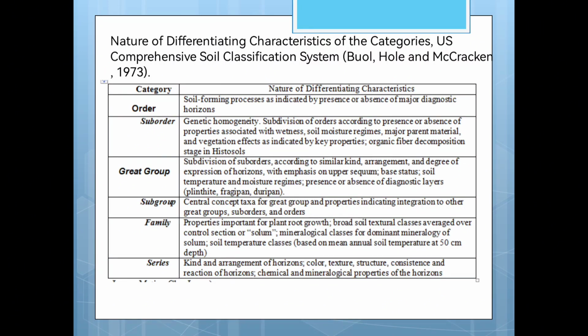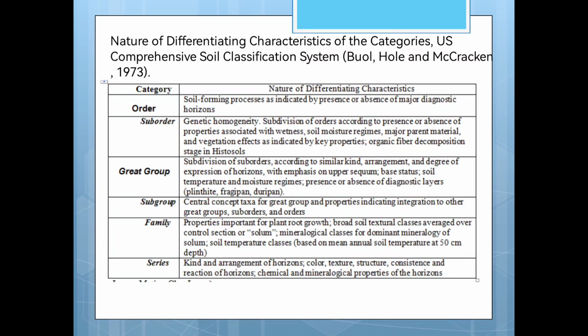This is the subdivision of suborders according to similar kind, arrangement, and degree of expression of horizons, with emphasis on upper solum, base status, soil temperature, and moisture regimes, the presence or absence of diagnostic layers like the plinthite, fragipan, and duripan. Then we have the subgroup, which is the central concept taxa for grade groups, and properties indicating integration to other grade groups, suborders, and orders. Then we also have family, which is the properties important for plant growth, broad soil textural classes, average over control section or solum, the mineralogical classes for dominant mineralogy of solum, soil temperature classes based on the mean annual soil temperature at 50 centimeter depth.